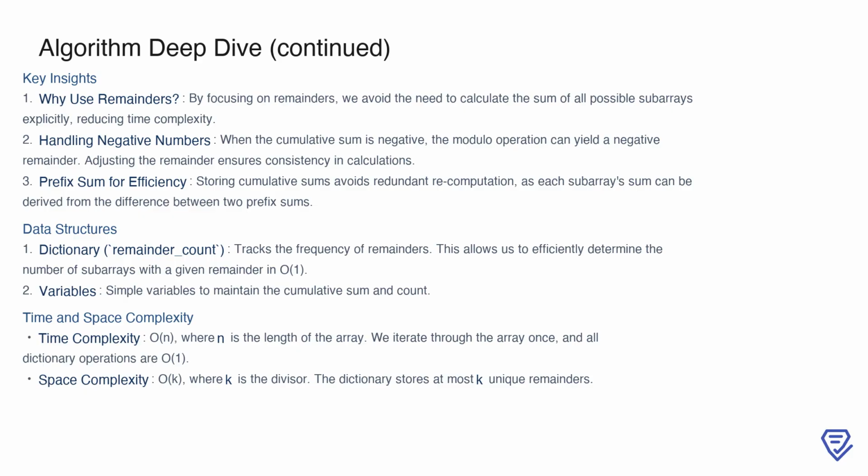Prefix sums are also an essential part of the optimization, as they allow us to reuse previously computed sums to derive new subarray sums. In terms of data structures, we use a dictionary to store the frequency of remainders, which enables fast lookups and updates in constant time. Additionally, we maintain two simple variables, one for the cumulative sum and another for the count of valid subarrays. The time complexity of this solution is O(n), where n is the length of the array, because we iterate through the array once. The space complexity is O(k), as the dictionary will store at most k unique remainders, making this approach both efficient and scalable.